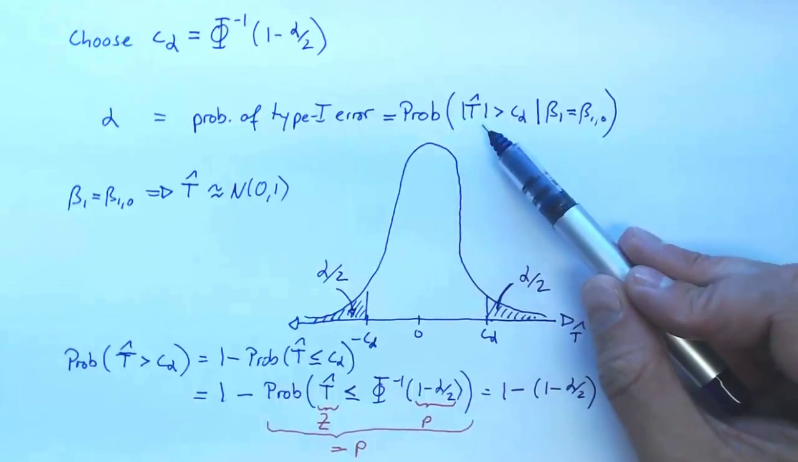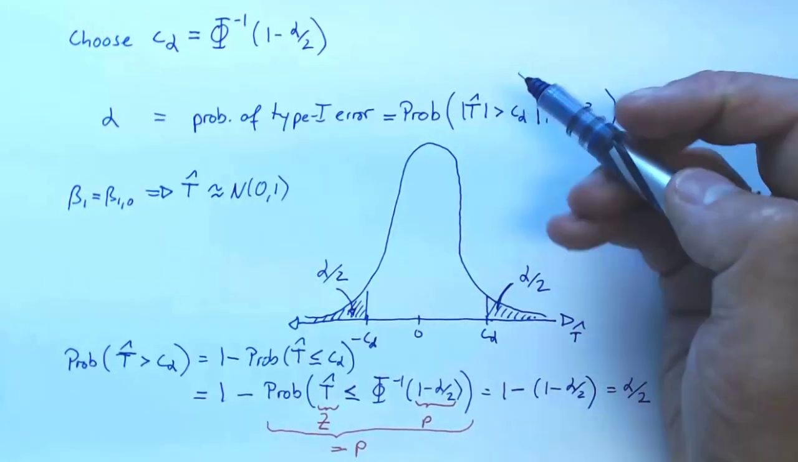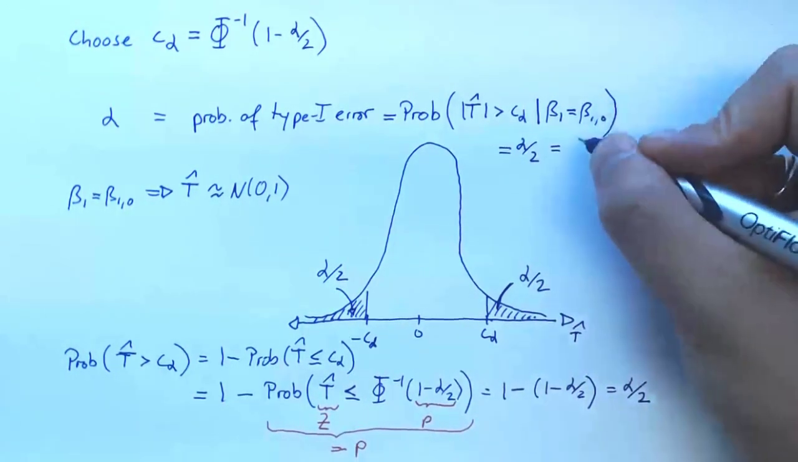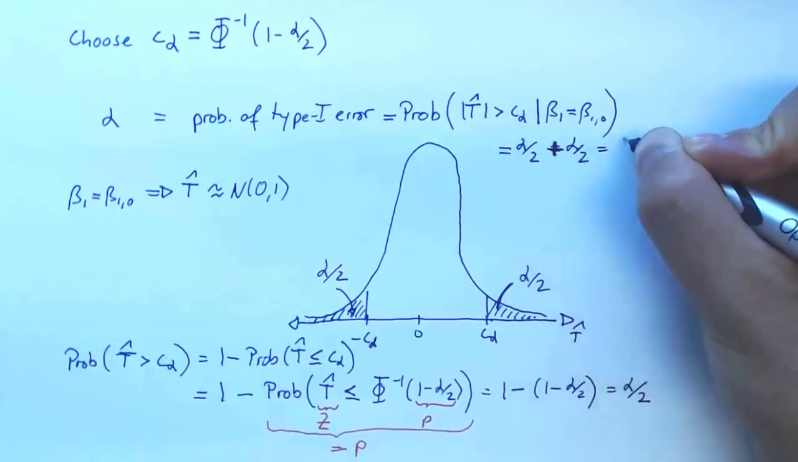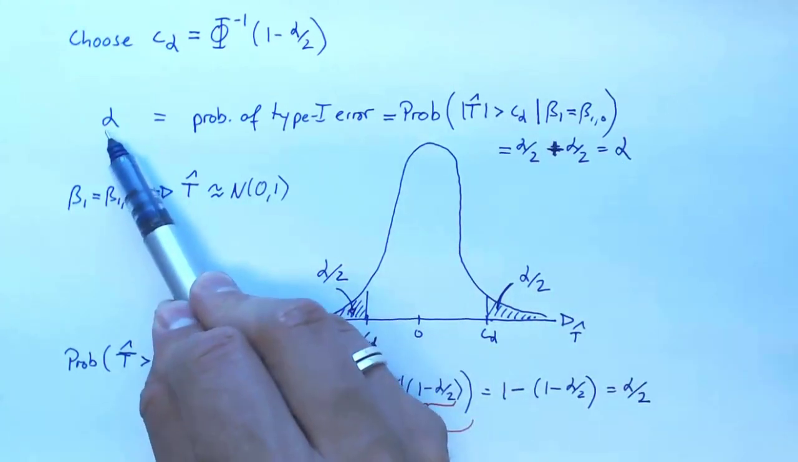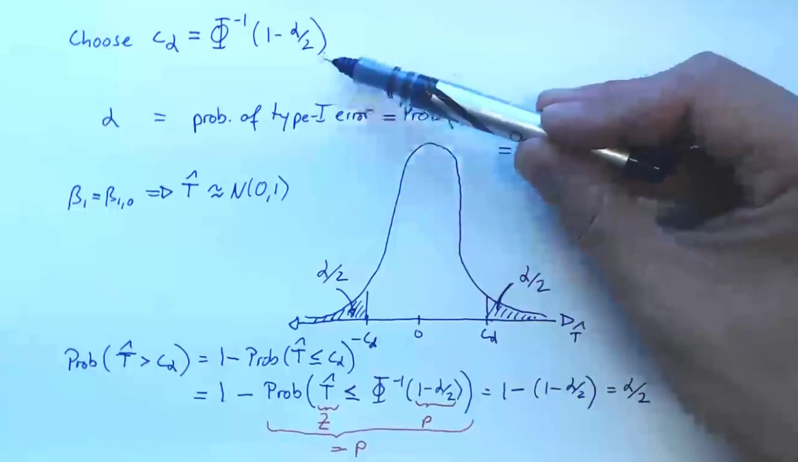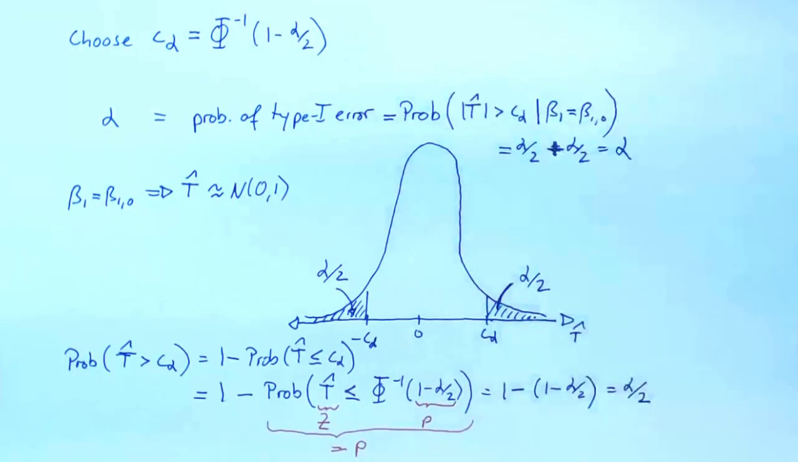So the probability of rejecting, if the null is true, is given by alpha half plus alpha half, equal to alpha. And so it's exactly the probability that we want it to be. And this is guaranteed by this choice for C alpha. We know everything we need to know to apply the two-sided t-test.